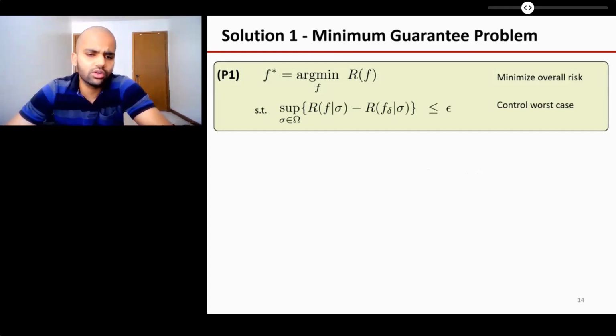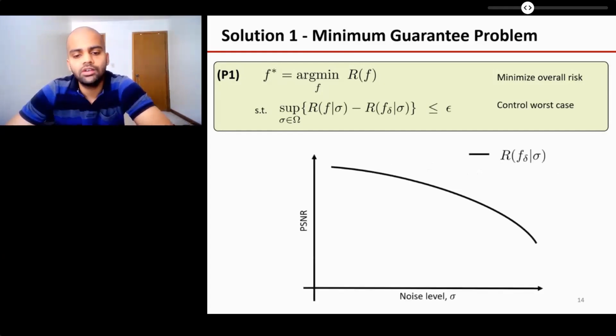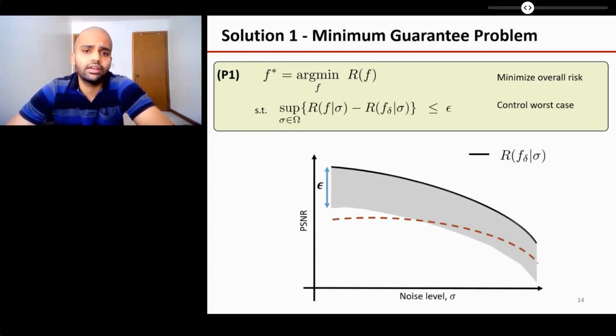Let us take a closer look at what this equation means. We start with the ideal PSNR curve. We say that the conditional risk curve, which is given by the network, should always lie within an epsilon gap from the ideal PSNR curve. For example, this red line doesn't satisfy this constraint and therefore is not a feasible solution, while this green curve is.